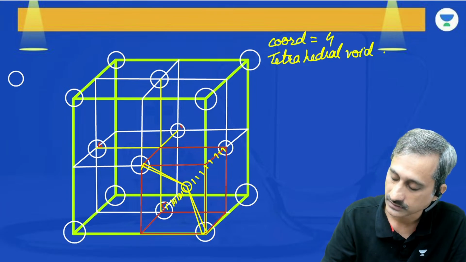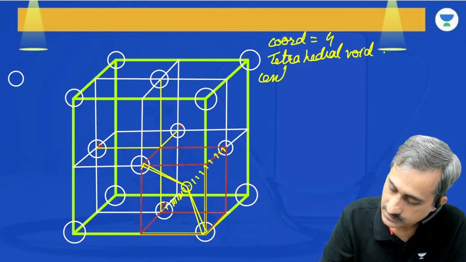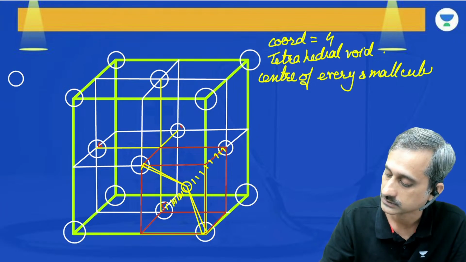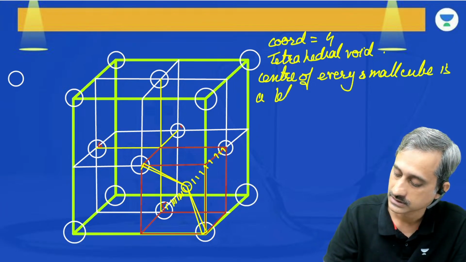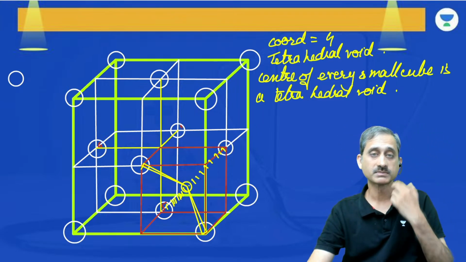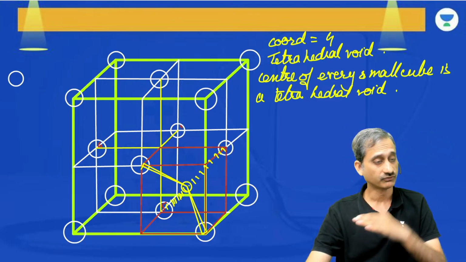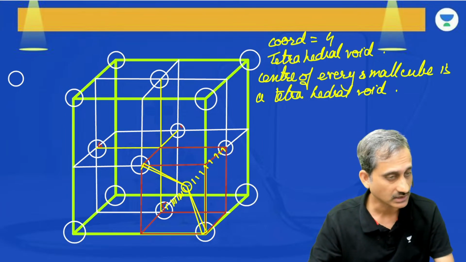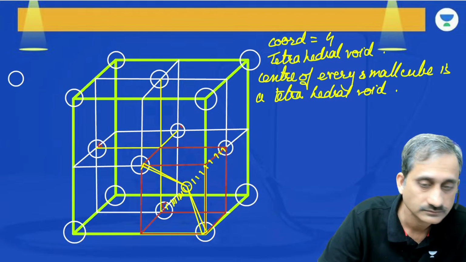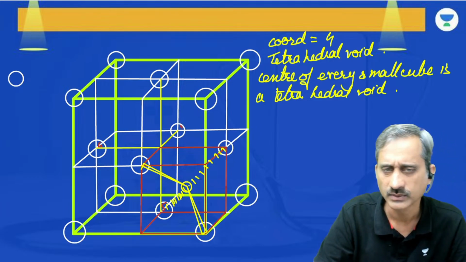So I can say one thing, that the center of every small cube is a tetrahedral void. Okay. Now, tetrahedral void is present on the body diagonal. 1/4 of the body diagonal, that tetrahedral void is present. 1/4 and 3/4. Okay? Is this clear? Anyone has to ask anything about it?